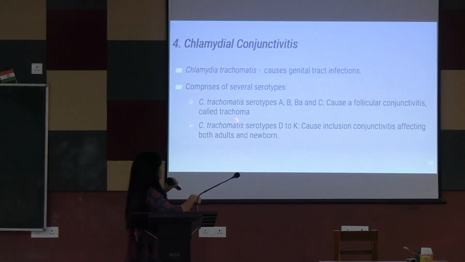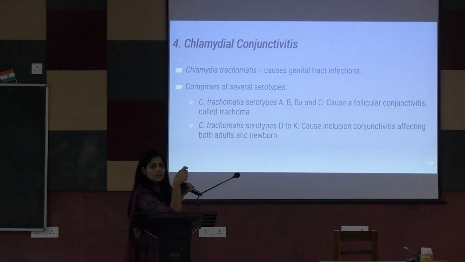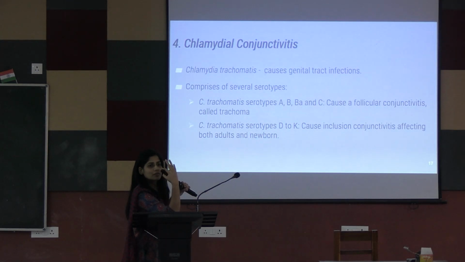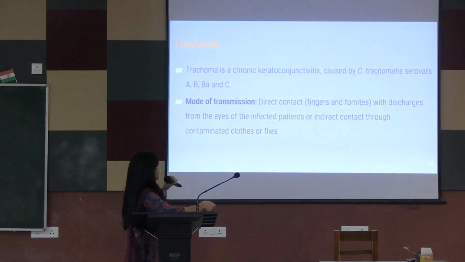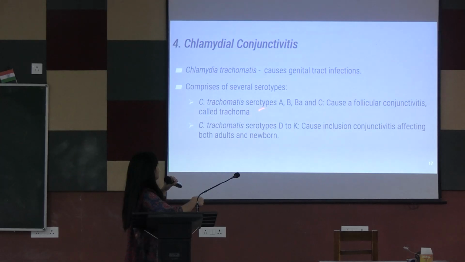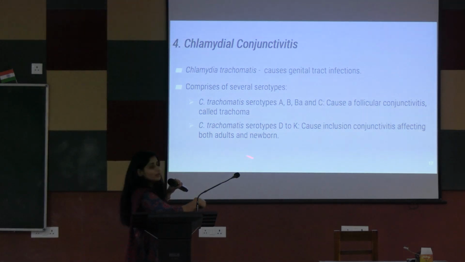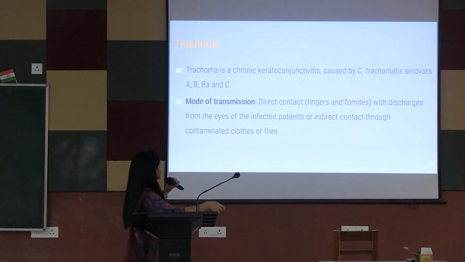Chlamydia trachomatis is caused by serovars. What are these serovars? A, B and C, which can cause follicular conjunctivitis. Follicular conjunctivitis means eruption of follicles, hyperplasia of the mucosa, okay. Just remember these serovars. A, B and C can cause follicular conjunctivitis called trachoma, and serotypes D to K can cause inclusion conjunctivitis. They can affect both adults and newborns.